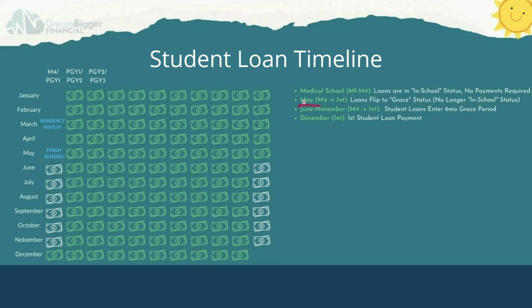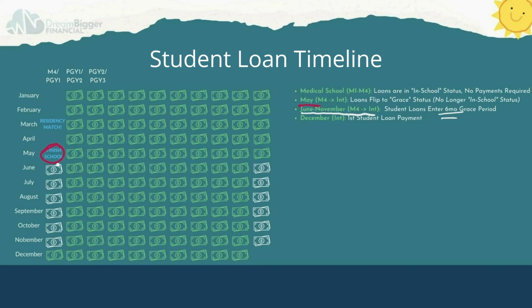Then, in May, when you graduate, your student loans will flip out of in-school status and go into a grace period status. How the grace period status works is there is a 6-month period of time after finishing school and your loans flip out of in-school status that you are also not required to make any payments on your student loans. So let's go to our time frame.